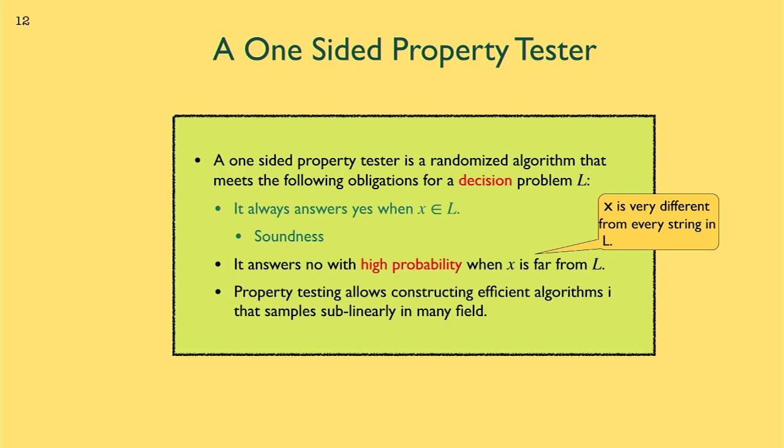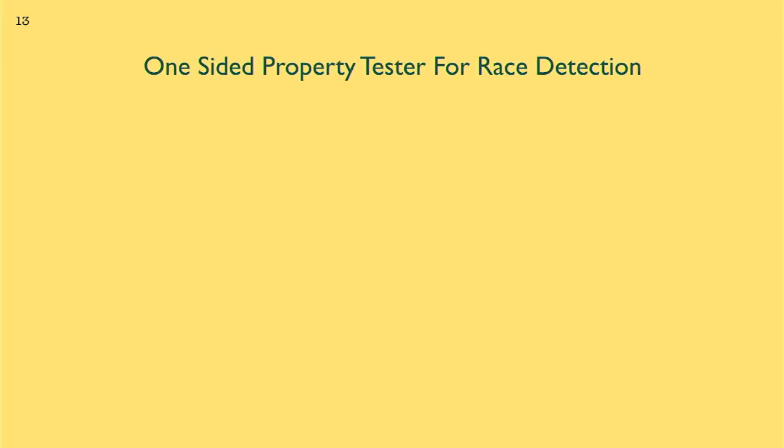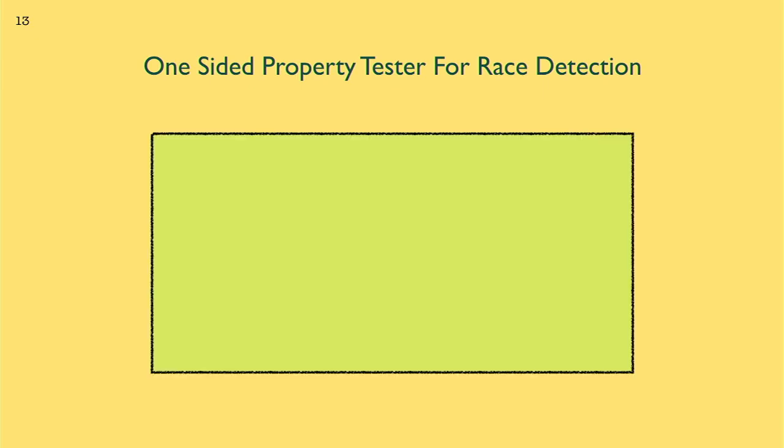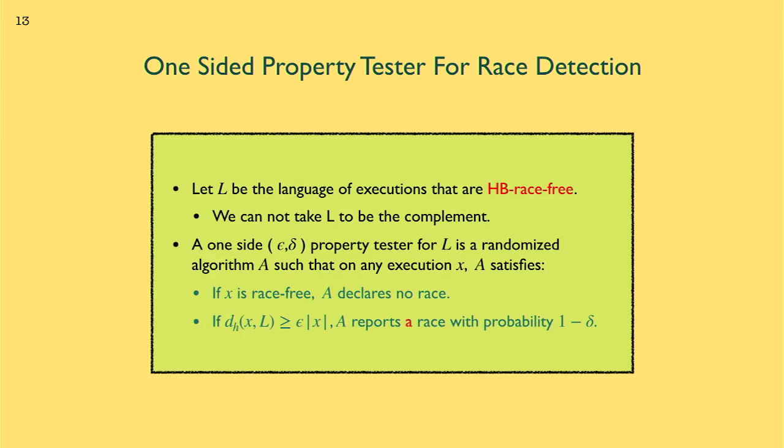Okay, and please note that a property tester does not approximately solve the decision problem, because it has no obligation to answer yes or no when the input is not in the language, but also not far away from the language. Okay, and this actually allows us to build efficient algorithms, say sublinear algorithms, in many fields. And if we want to generalize the idea into risk detection, the first question we have to solve is to define the decision problem. Here we pick L to be the set of executions that are HB risk-free.